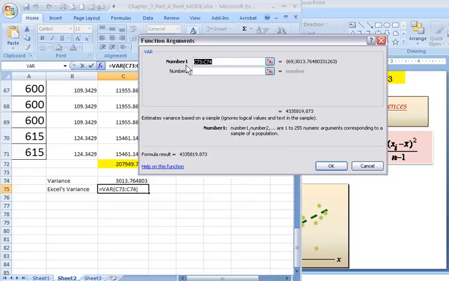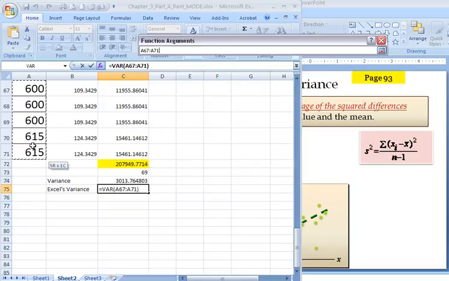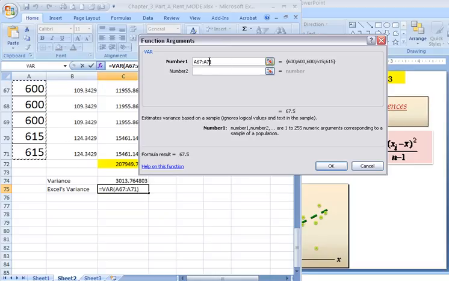And it says, okay, what numbers do you want me to calculate the variance of? And you can see over here it's kind of guessed and it's not right, so just delete that. Now, I can drag over the numbers that I want to calculate the variance of, but it's going to be easier for me to type. The numbers that it's looking at are the original data.